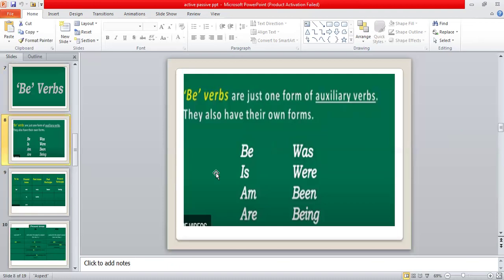Be verbs are just one form of auxiliary verb. What do we mean by auxiliary verbs? By auxiliary verbs, we mean helping verbs. They also have their own forms. Like you can see, these are the different forms of be: is, am, are, was, were, been, and being. If be is there in the bracket, and you have to use the correct form of be, you can use these forms according to the sentence.